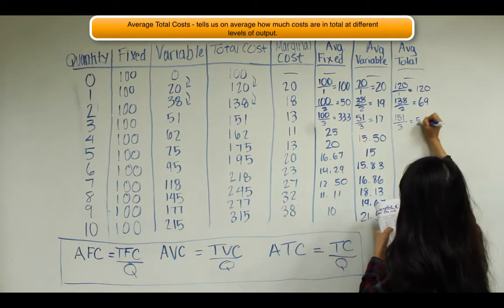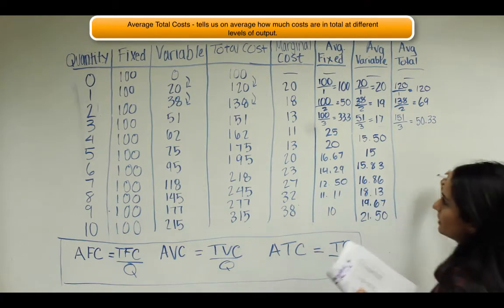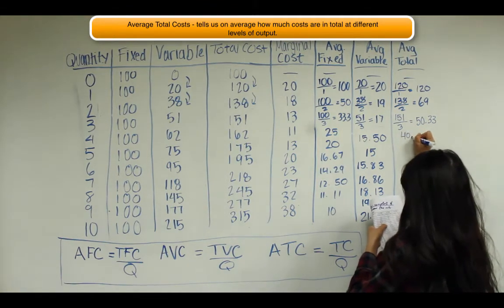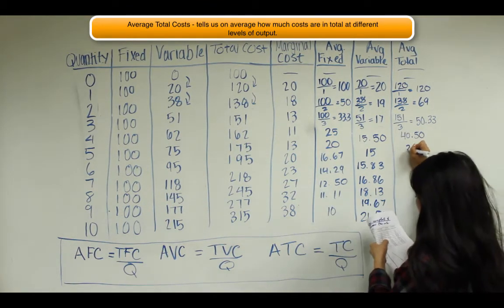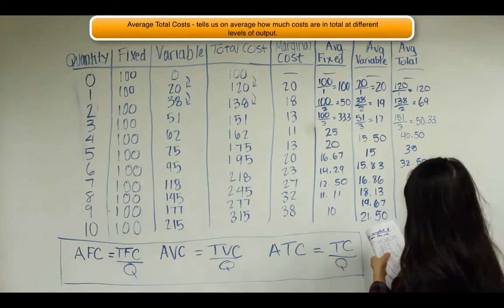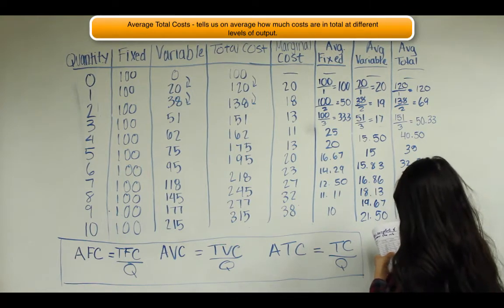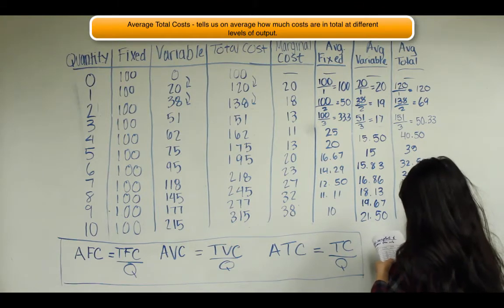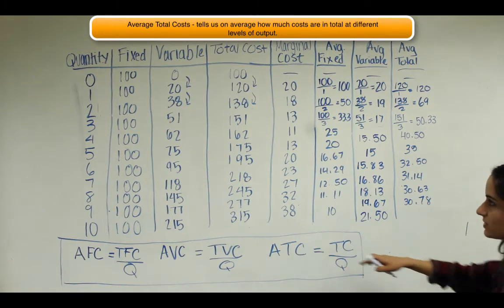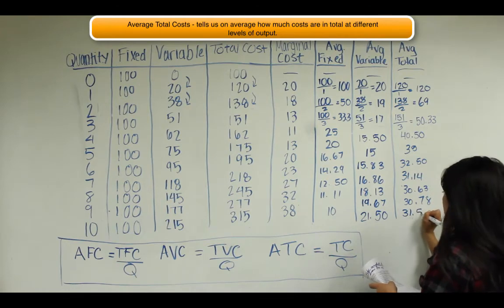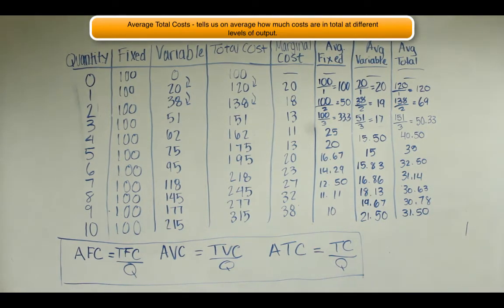Then you take 151 and divide it by 3, and you get 50.33. And then you keep going. You take 162 divided by 4, and you get 40.50. Then same, you get 35, then 32.50, then 30. And finally, if you take this last one, you get 315 divided by 10, and you get 31.50.